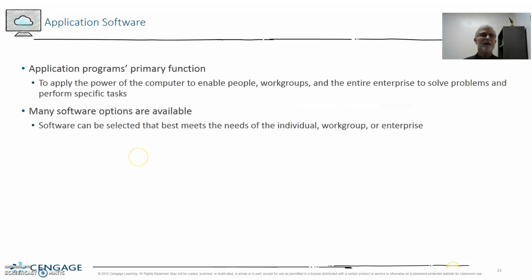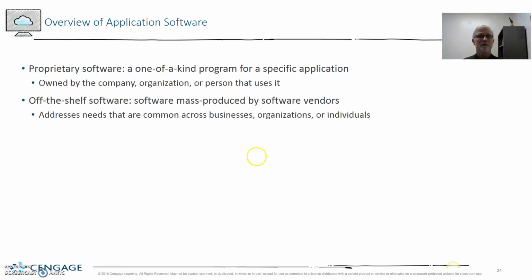Specialized software applications. This is what the user ends up seeing most of the time. The power of the computer is basically what it enables: people and work groups to solve problems. So Excel, Word, PowerPoint, all of those are applications that let people do things and solve problems.